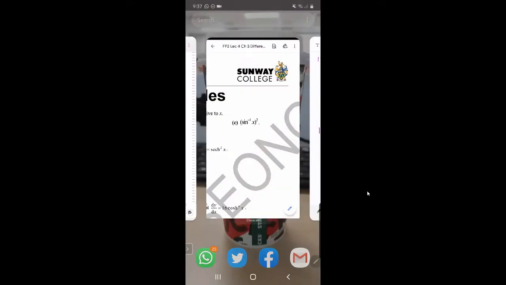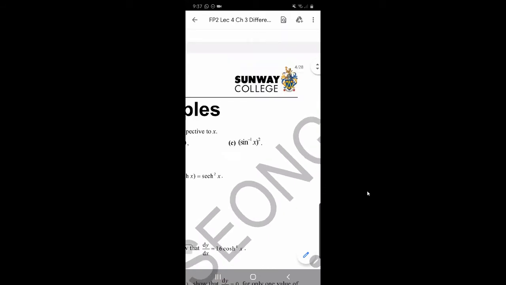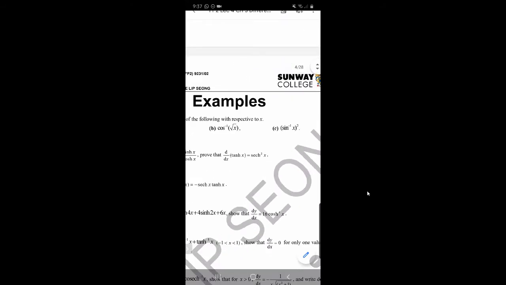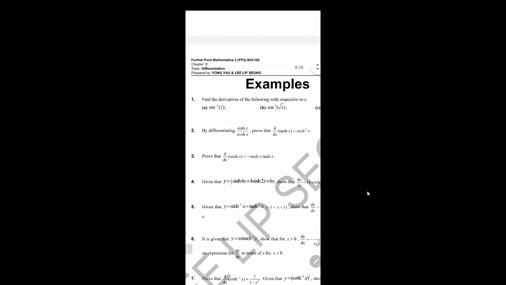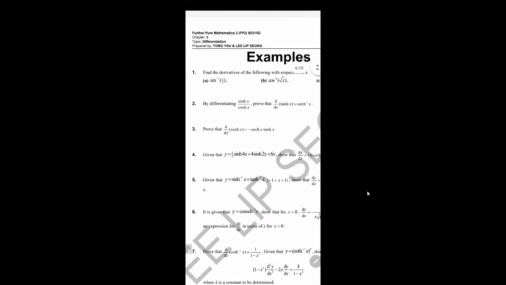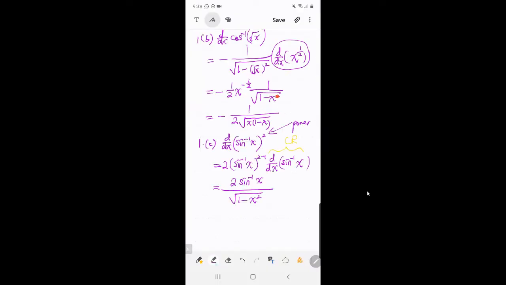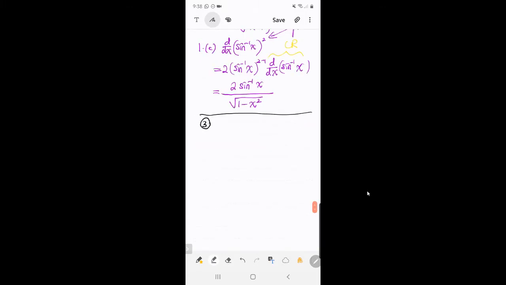Now go to question number 2. Question number 2, I did it just now. By differentiating sine x over cos x, prove that the differentiation of hyperbolic tangent x is equal to sec squared x. I did this one just now. Now question number 3 is the differentiation of sec x, and this will give you negative sec x tan x. To prove this one, you have to use quotient rule. So question number 3; I skipped number 2, which we discussed already just now.